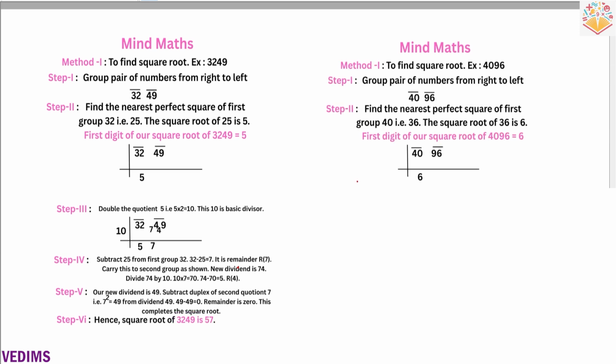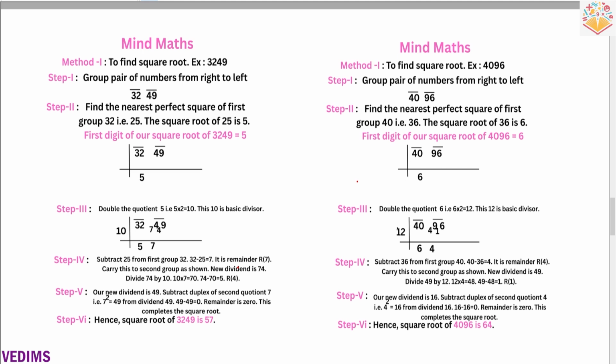Let us find out square root of 4096. Group them into 2 from right to left. Find the nearest perfect square of the first group 40, that is 36. The square root of 36 is 6. First digit of our square root is 6. Write the 6. Now double the 6, you will get 12. 12 is our basic divisor. Subtract 36 from the group 40. 40 minus 36 is 4. 4 is the remainder. Carry that 4 to the next place.